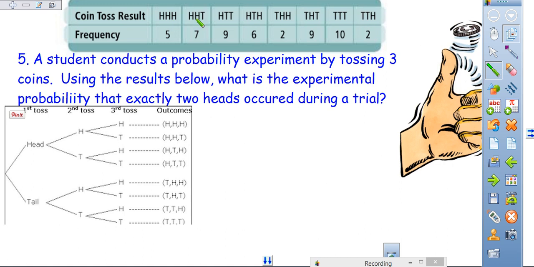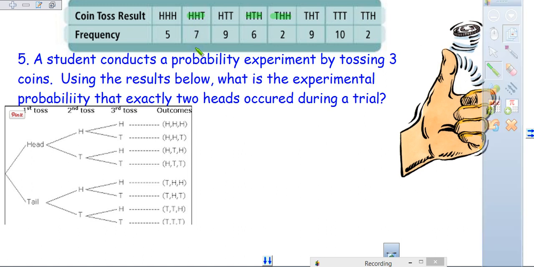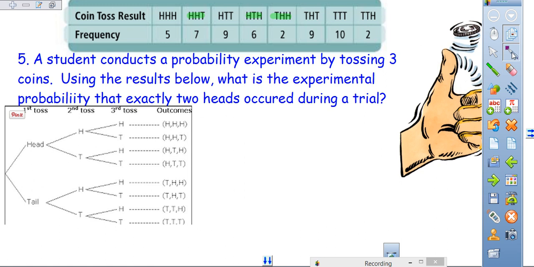So 2 heads. This is 3 heads. This is 2 heads. 1 head, 2 heads, 2 heads, and I think that would be it. The order of the heads doesn't matter, whether it was in our first toss or our third toss or second and third. So what is the experimental probability?